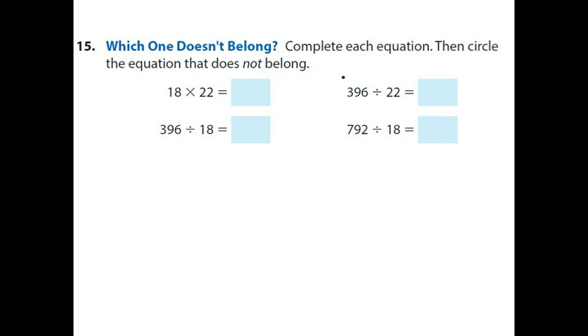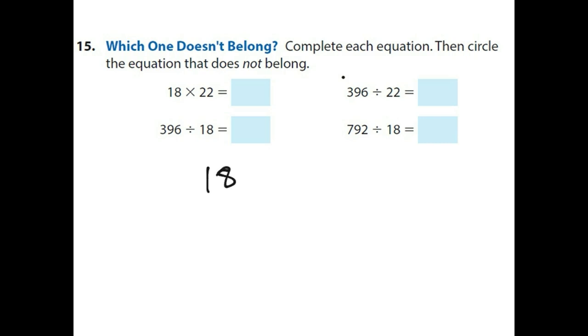Alright, so number 15 is "which one doesn't belong." We're going to complete each equation and then circle the equation that does not belong. Alright? So I want you to solve all four of them. Circle the equation that does not belong. And if you're correct, you could earn a Jolly Rancher, okay? Go ahead and do those, and then we'll go over them.